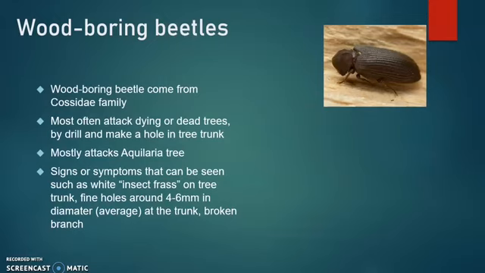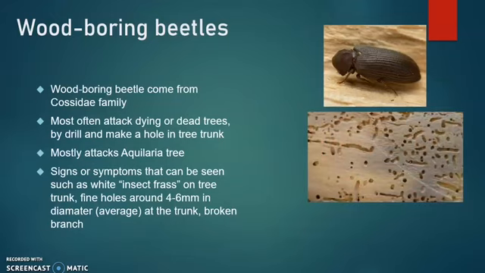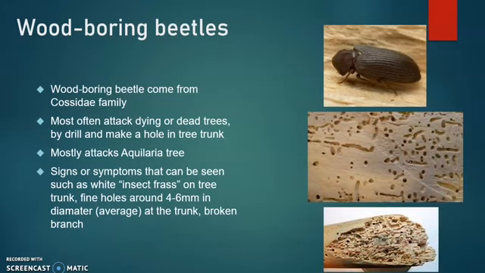fine holes around 4 to 6 mm in diameter on the trunk, broken branches, or even worse, the tree could possibly die. So this is an example of the attack of a wood boring beetle.